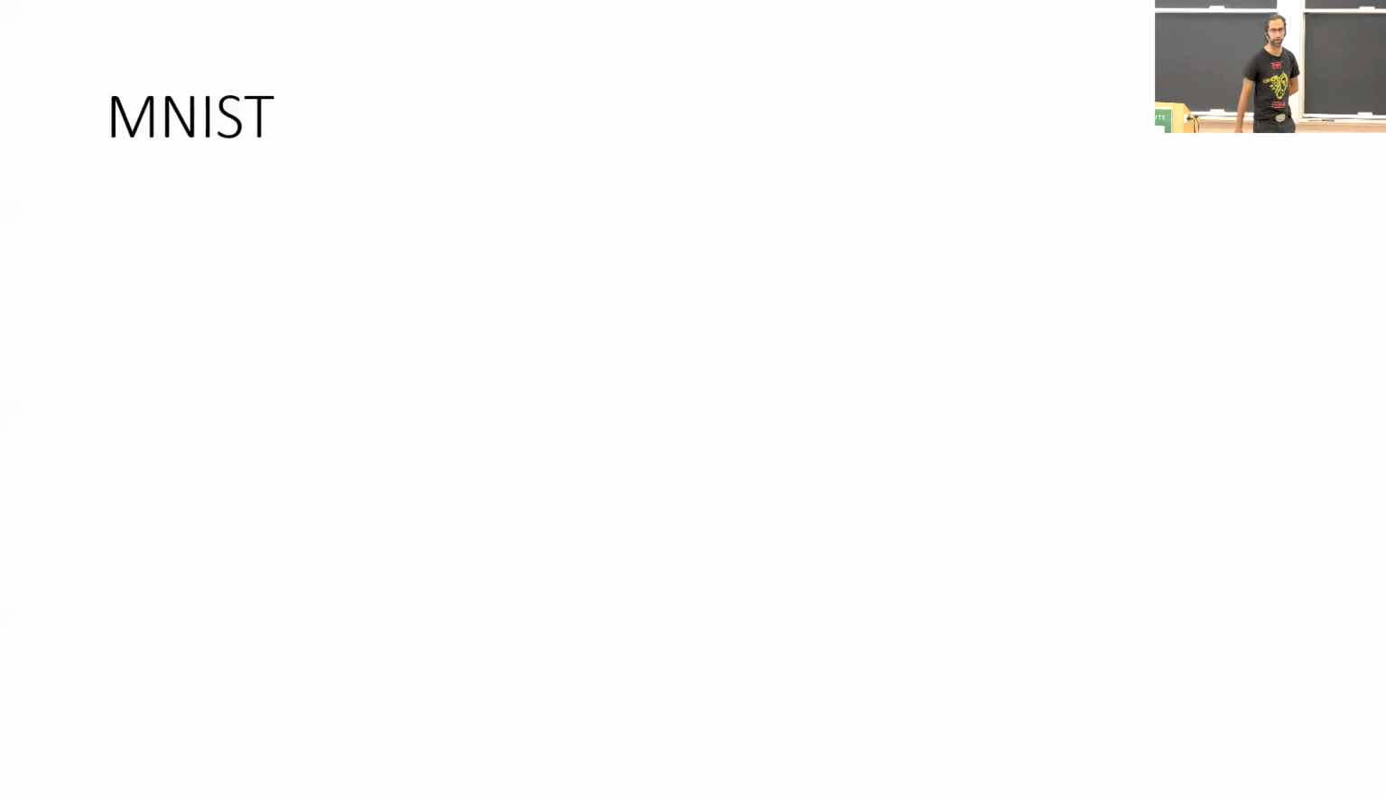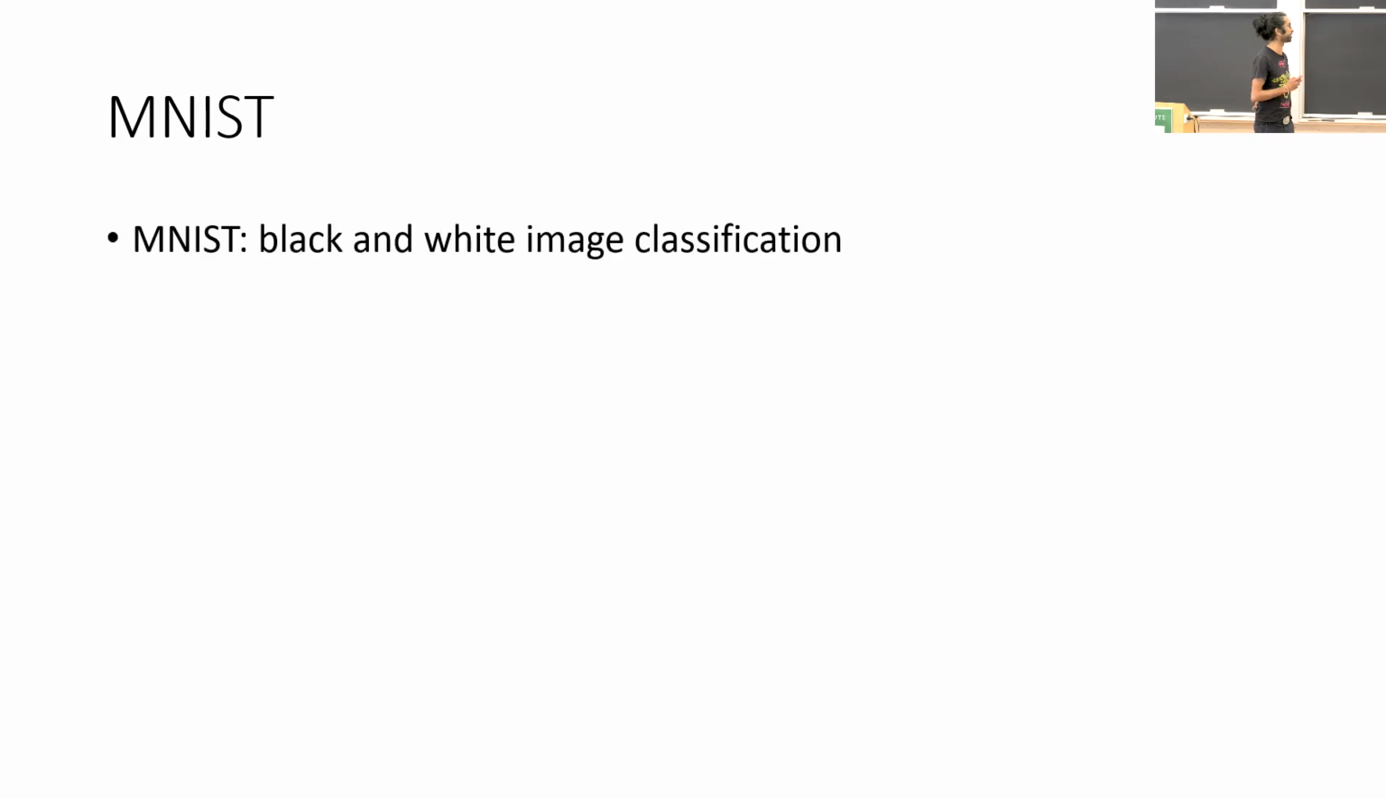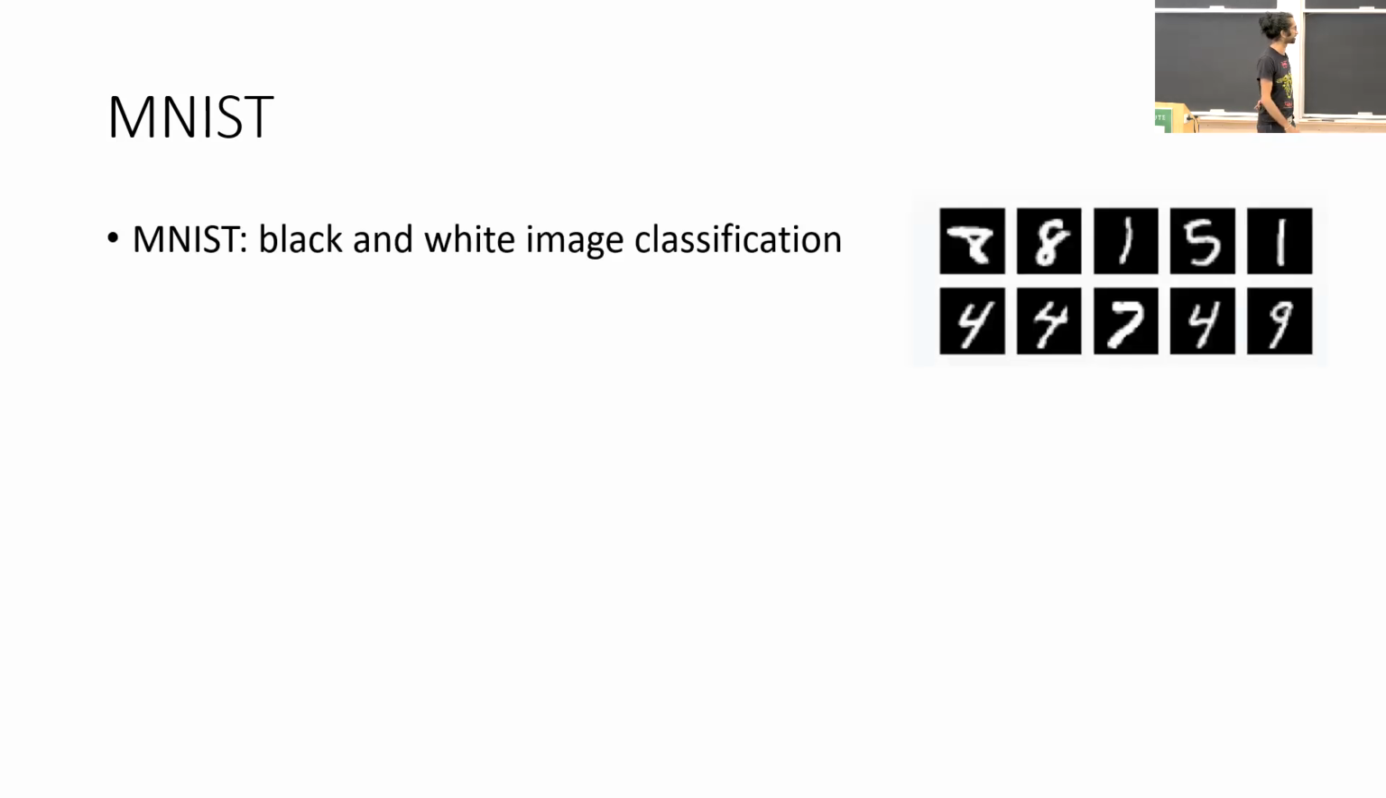Whenever you do an ML task, a common thing to start with is MNIST. MNIST is very simple. It's black and white image classification. The inputs are 28 by 28 black and white images, and you have to predict what number it is, 1, 8, whatever. This is a canonical easy ML task. Whenever you're doing machine learning, if it doesn't work on MNIST, then maybe something's going wrong. You have to make sure you pass this test.